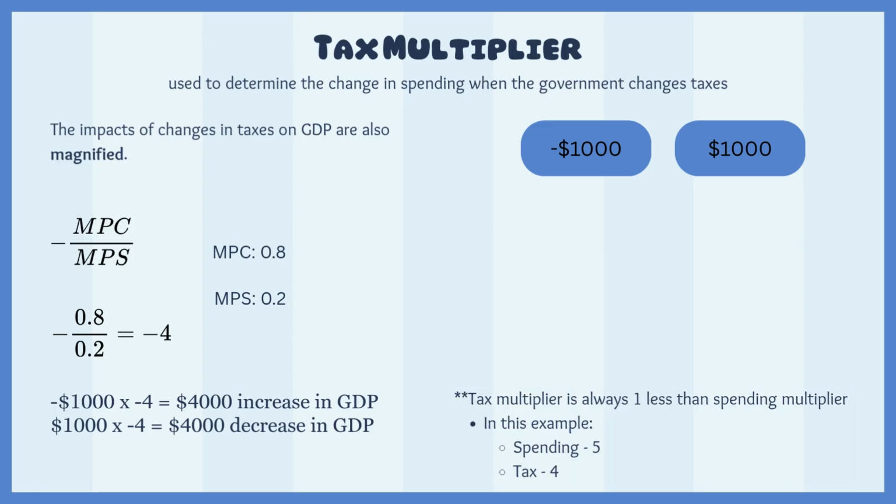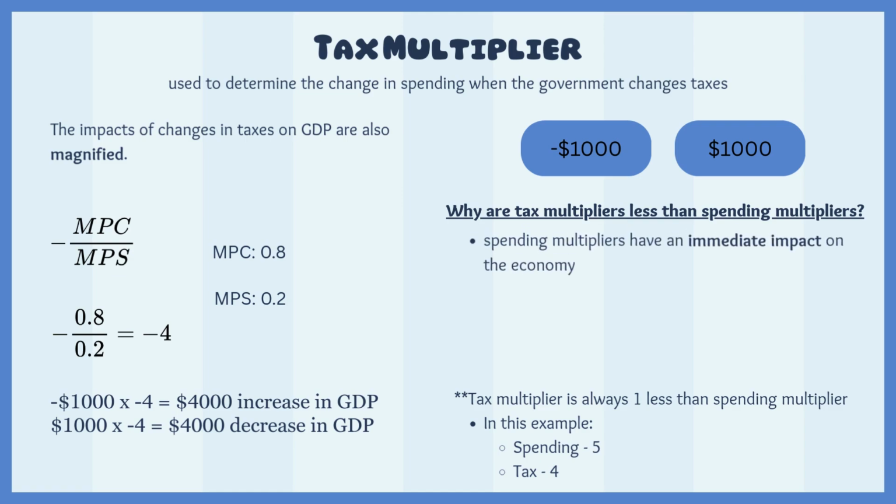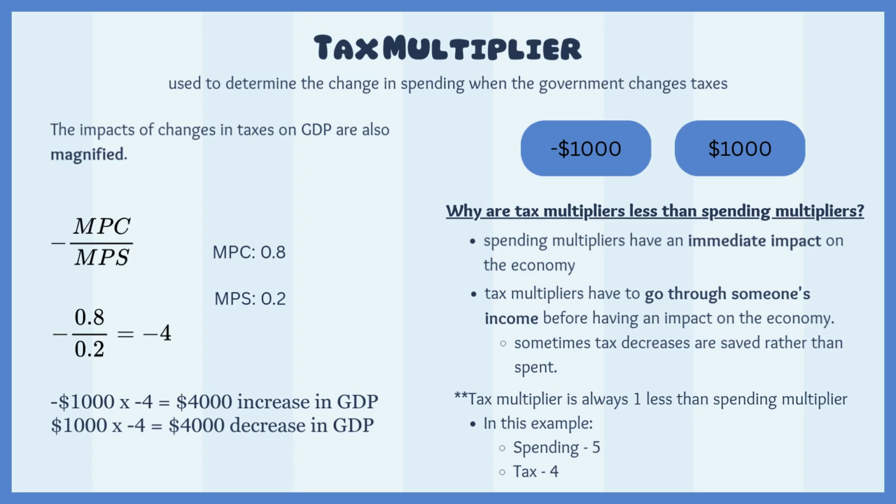The tax multiplier is always one less than the spending multiplier. This is because spending multipliers have an immediate impact on the economy, but tax multipliers first have to go through someone's income before having an impact on the economy, and sometimes, tax decreases are saved rather than spent.